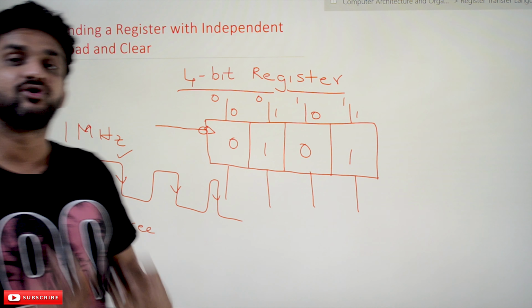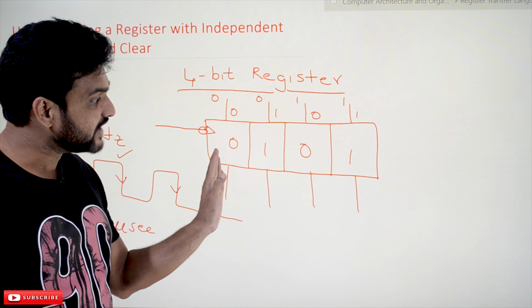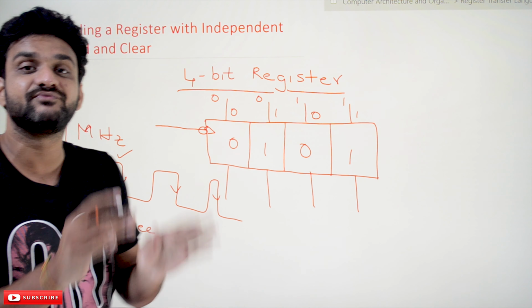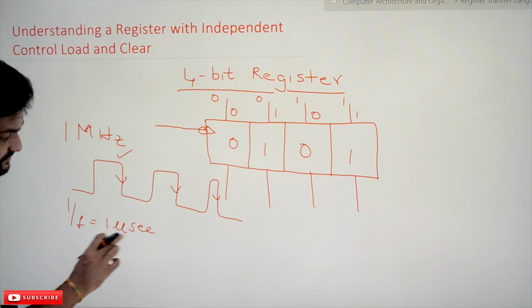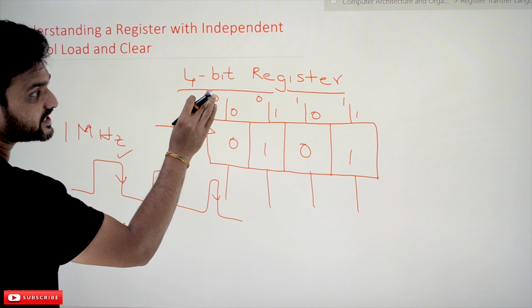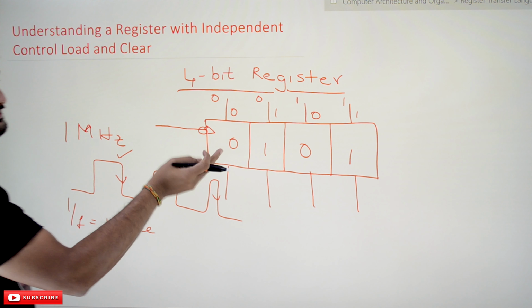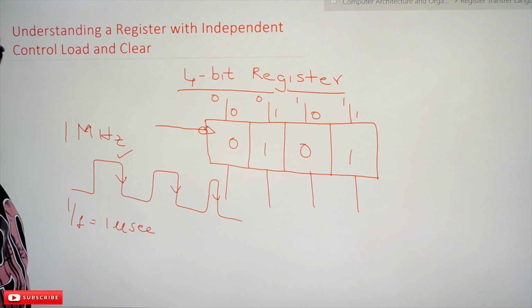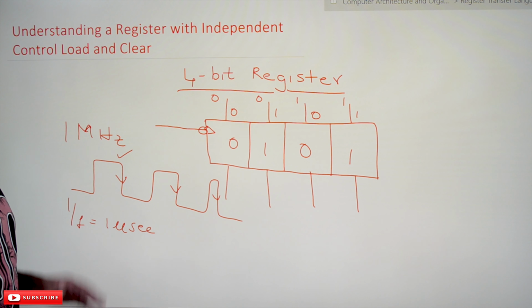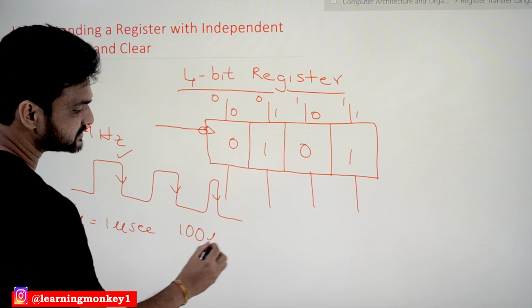But what I want is for the value that is stored in the register to be held for 100 microseconds. But a clock edge is generated every microsecond. If there is any input waiting at the register's input, those values will get stored onto this register. But I want this value to be held for 100 microseconds.